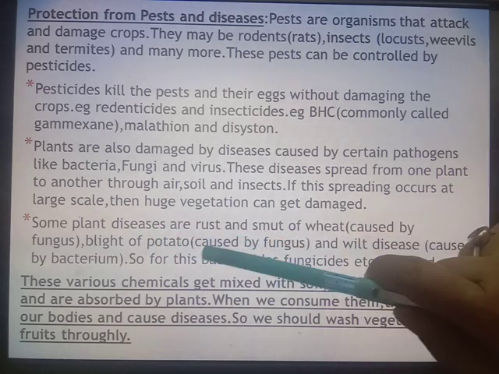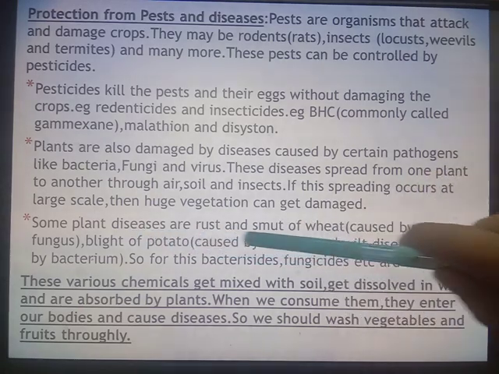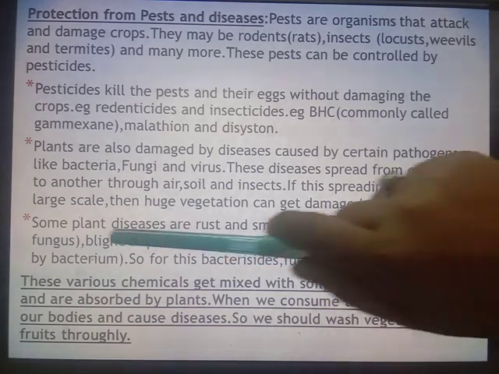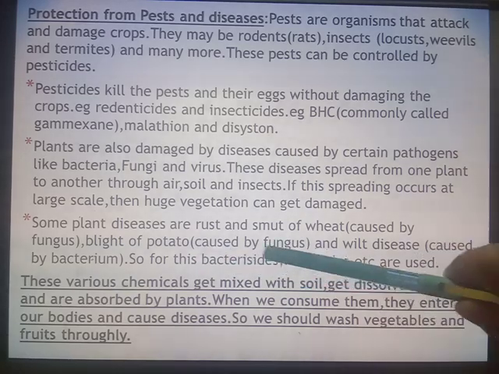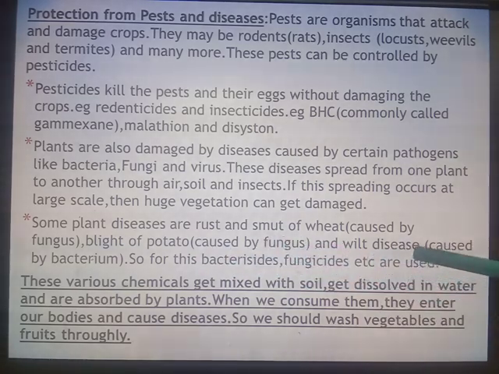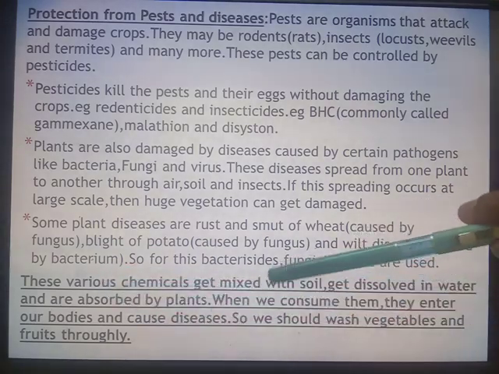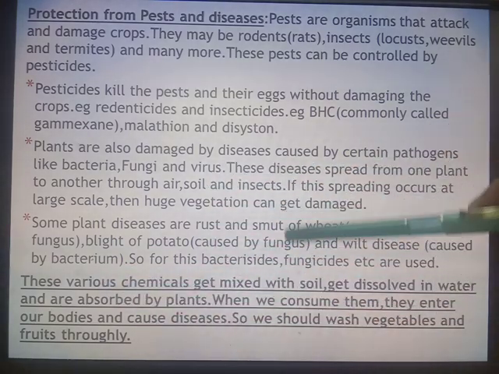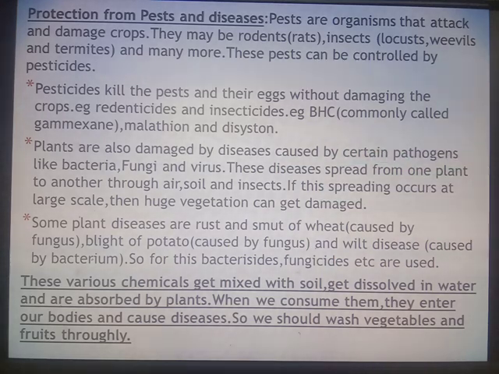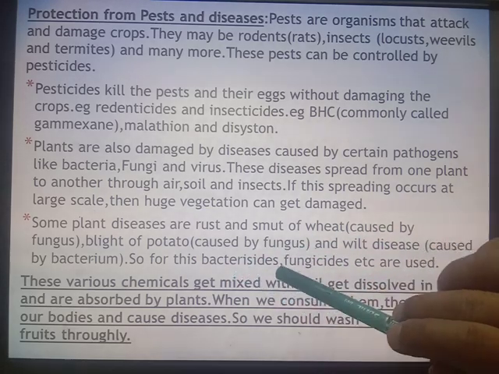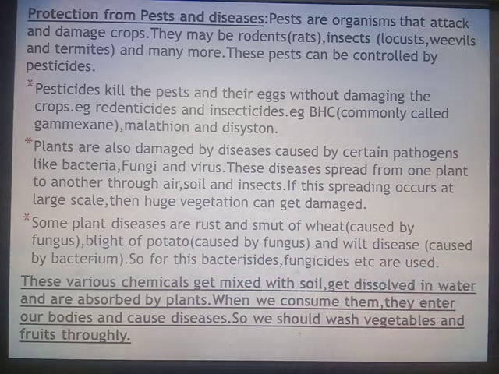Some plant diseases are rust and smut of wheat. These are the names of plant diseases, and these are caused by fungus. Blight of potato is again caused by fungus, and wilt disease is caused by bacteria. So to control plant diseases, some bactericides and fungicides are used. These various chemicals get mixed with soil, get dissolved in water and are absorbed by plants. When we consume them, they enter our bodies and cause diseases.